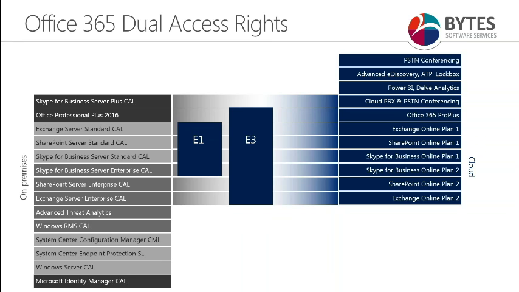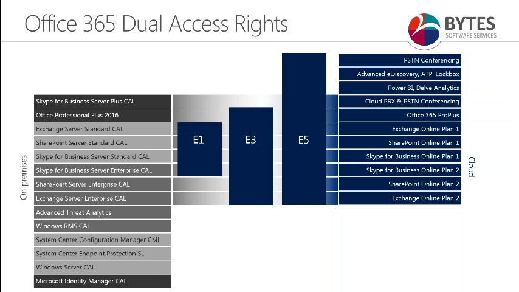Now this is a locally installed client. It uses click-to-run technology to deliver the application to the device, but once it's installed it remains on the actual device itself. Then E5 extends the functionality, so again it includes the Office client itself, but then includes, as the previous slides, the Cloud PBX, the PBX, so PSTN conferencing, Power BI, Delve Analytics and so on.